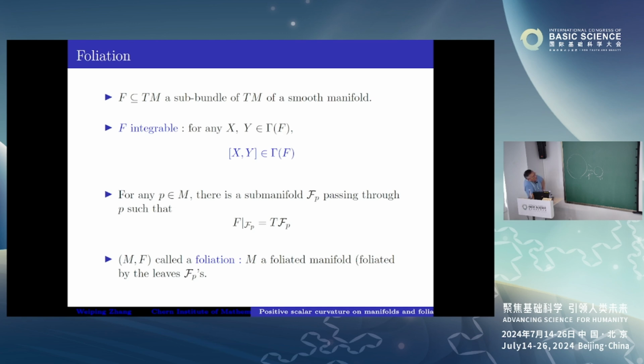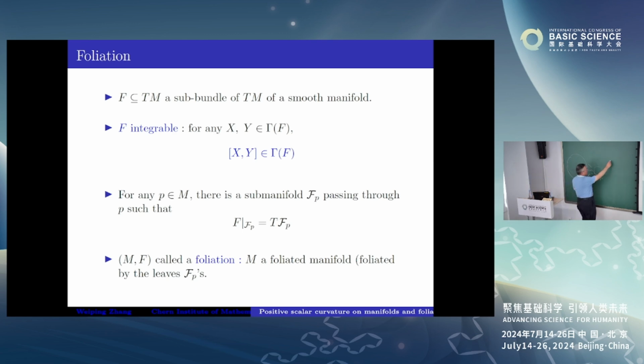A foliation, by definition, is that you take F as a subbundle of the tangent bundle of a smooth manifold. Then we call F integrable if for any two sections of this subbundle, the Lie bracket is still a section of this bundle. With this condition, you can apply the Frobenius integrability theorem to say that for any p in the manifold, there is a submanifold F_p passing through this point such that F restricted to this submanifold is indeed the tangent bundle of this submanifold. And we call this a foliation, and M is foliated by these submanifolds called leaves, the F_p submanifolds.